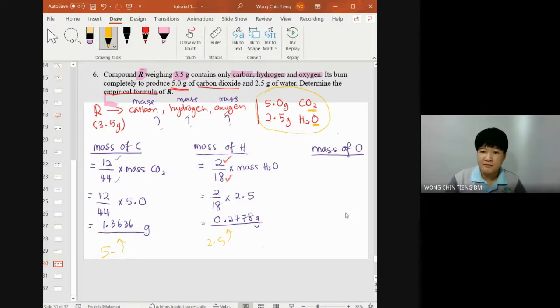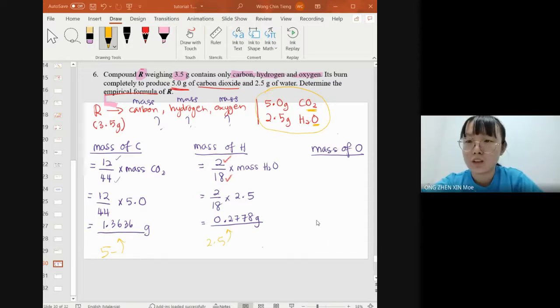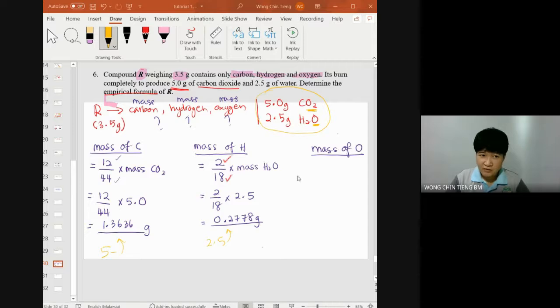Soalan saya yang seterusnya. Kenapa cara Intan betul? Ong? You're using the second method or the first method? Second method. Why? Yeah, total mass. R total mass minus the mass of carbon and mass of hydrogen. That is the second method. So my question is, why second method is correct? Why not the method that Iyad say?